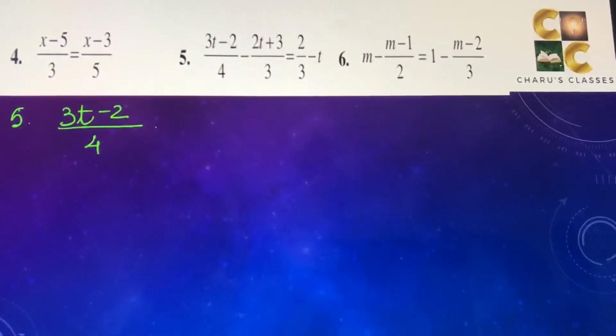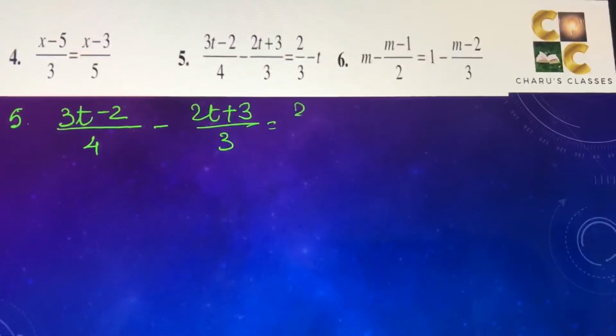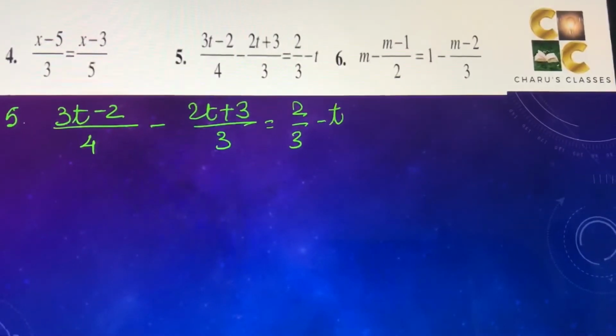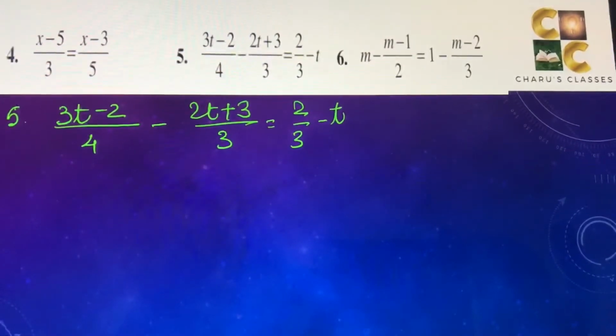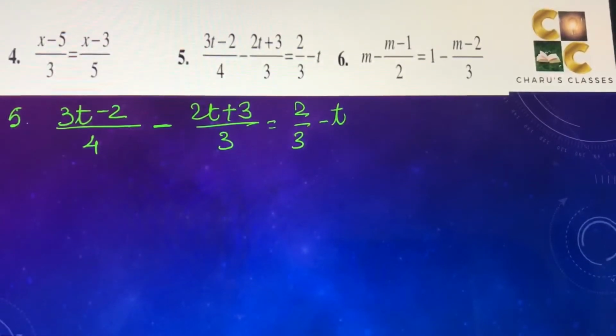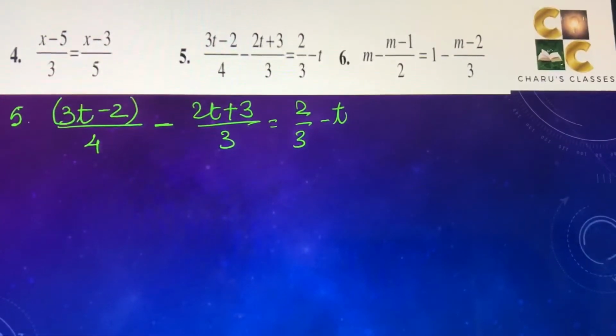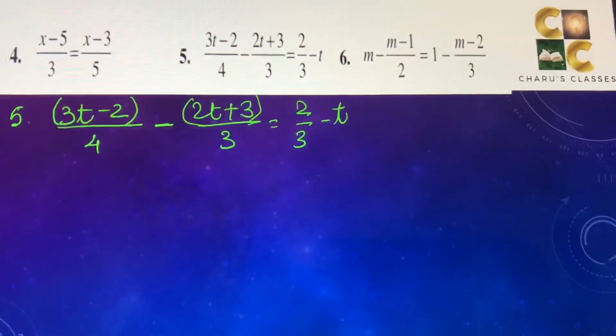3t minus 2 by 4 minus 2t plus 3 by 3 is equal to 2 by 3 minus t. In these type of questions, it is very important to keep the terms together, especially because यहाँ पे minus sign है. So we will make a bracket for this 3t minus 2 and for 2t plus 3.